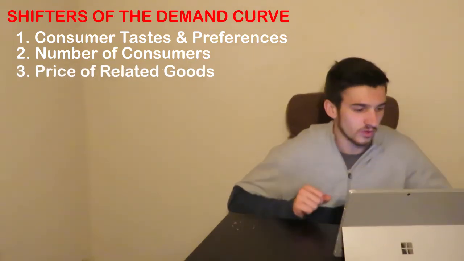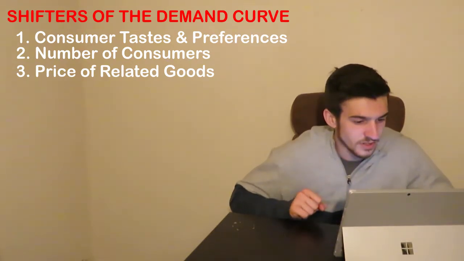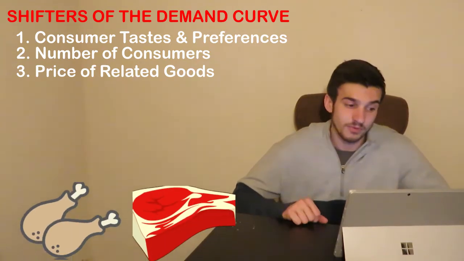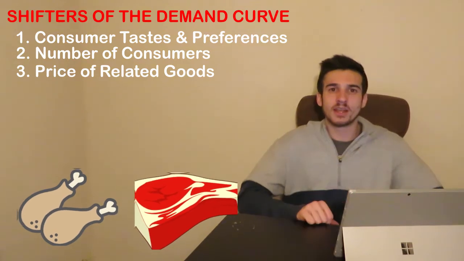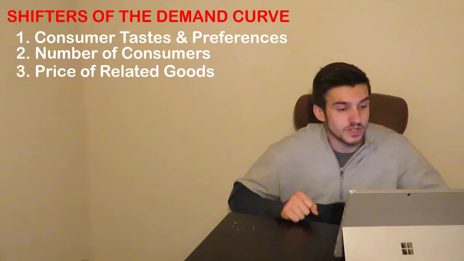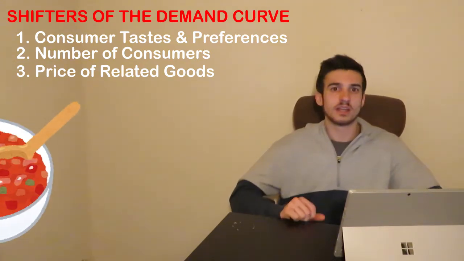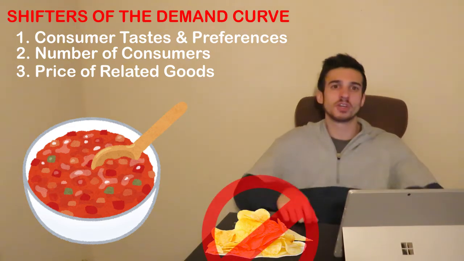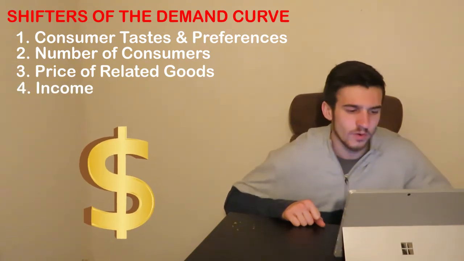Next, we have the price of related goods. So in this section, we'll talk a little bit about substitute goods and complementary goods. So a substitute good, if it changes, demand for the good in question will change. Think chicken and beef. So if the price of beef just skyrockets one day, people might go out and buy more chicken, and this might shift the demand for chicken to the right. If the price of a complementary good changes, demand changes as well. So let's say the price of salsa skyrockets, well, people might stop buying chips, so the demand for chips might shift to the left.